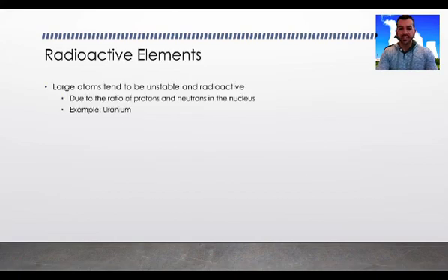Large atoms tend to be unstable and be classified as radioactive. This is due to the ratio of the protons and neutrons in the nucleus being so skewed that they're actually just going to decay in order to become stable. A great example of this would be uranium. Uranium is one of those radioactive elements. All elements after number 83 on the periodic table are considered radioactive.